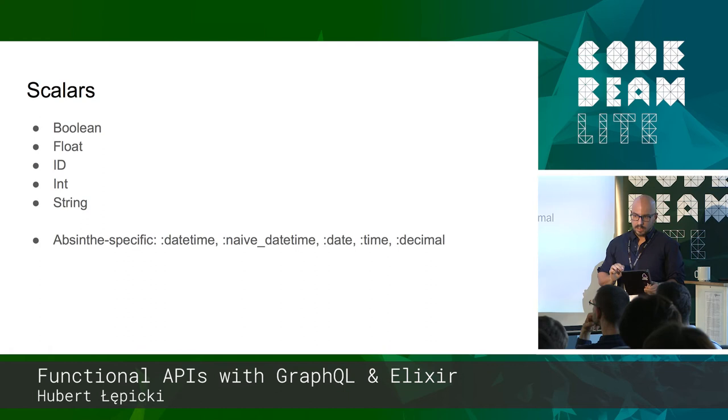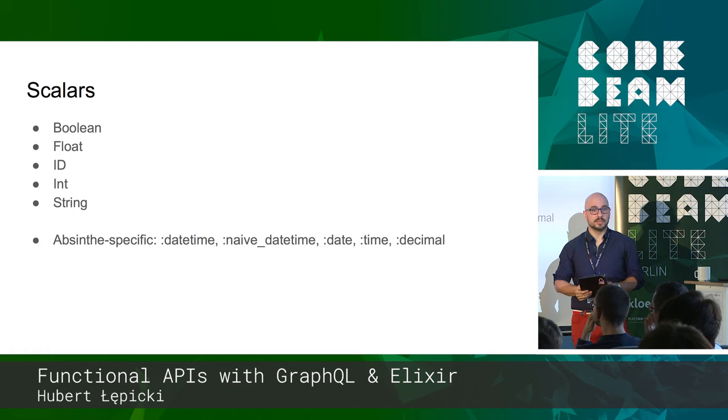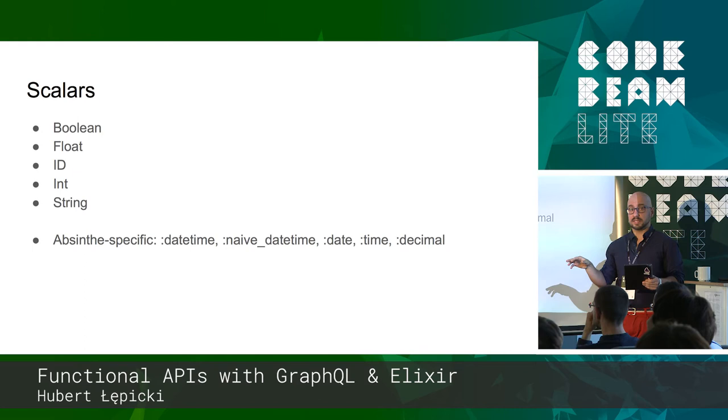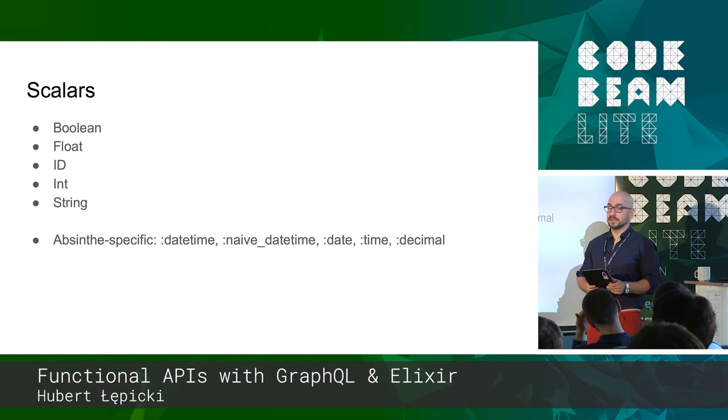In addition to objects, we also have scalar types. Scalars are the simple types in GraphQL. By default, GraphQL defines booleans, floats, ID, integer, and string. Absinthe adds several additional ones that you can use, but you don't have to. So there's a date helper, time helper, decimal, and a few more. But you don't have to use those.